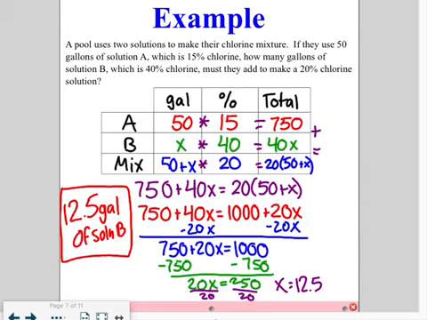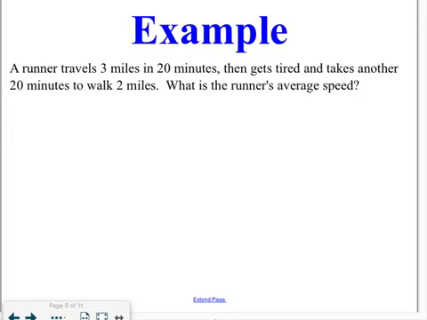The other thing that we have to deal with is these uniform motion problems. So a simple example of one of these: a runner is traveling 3 miles in 20 minutes, gets tired, and takes another 20 minutes to walk 2 miles. What is the runner's average speed?